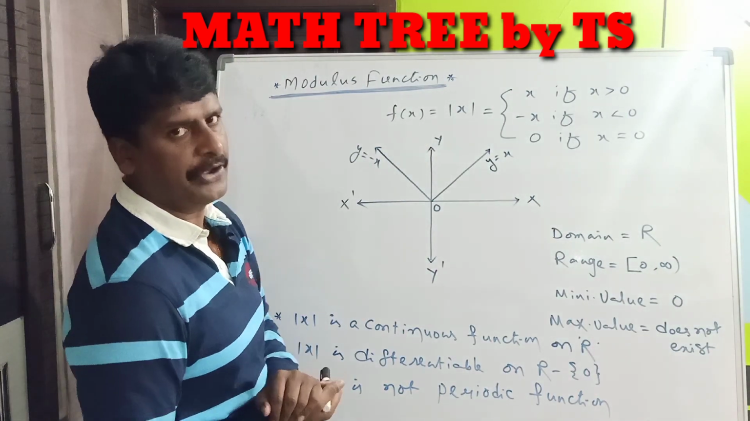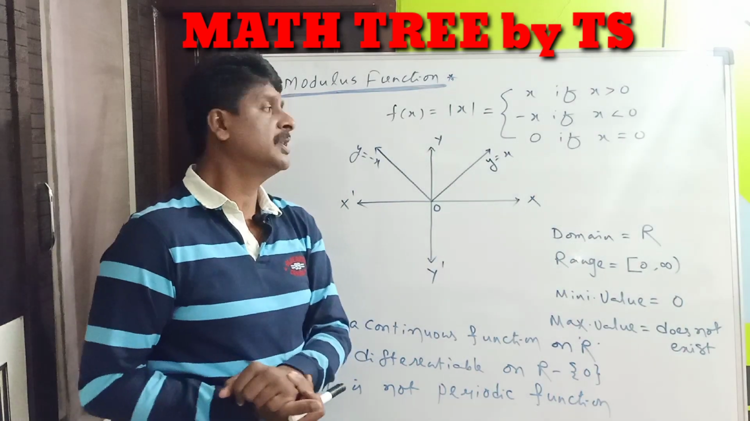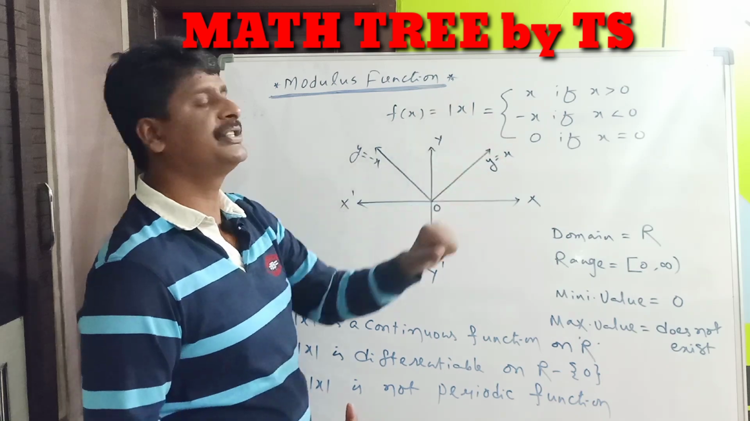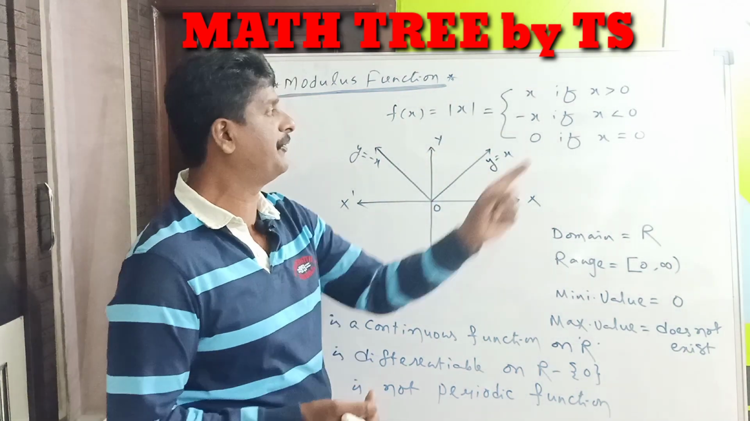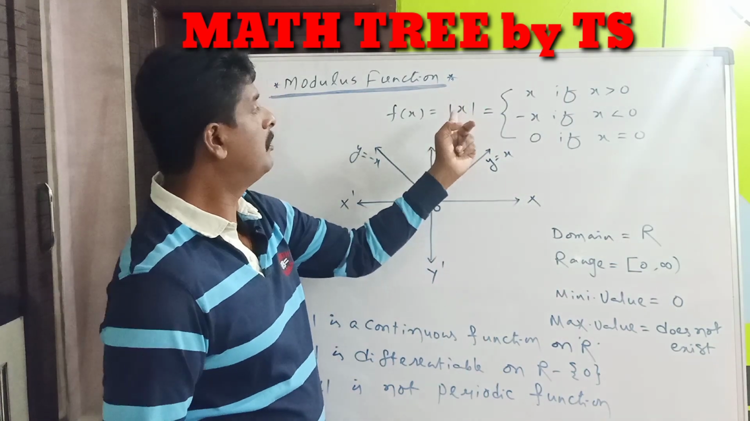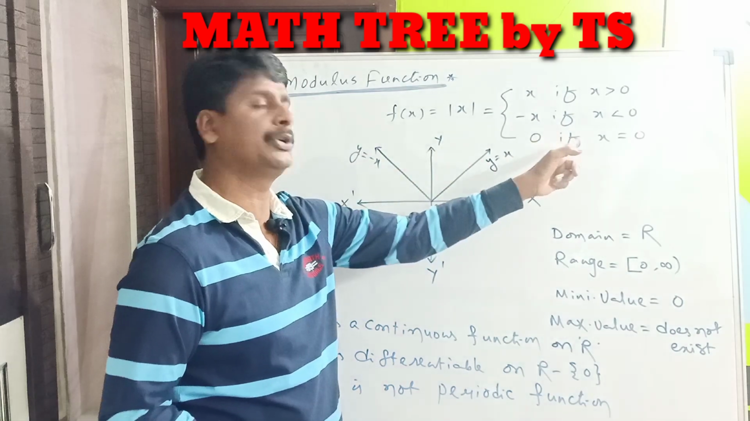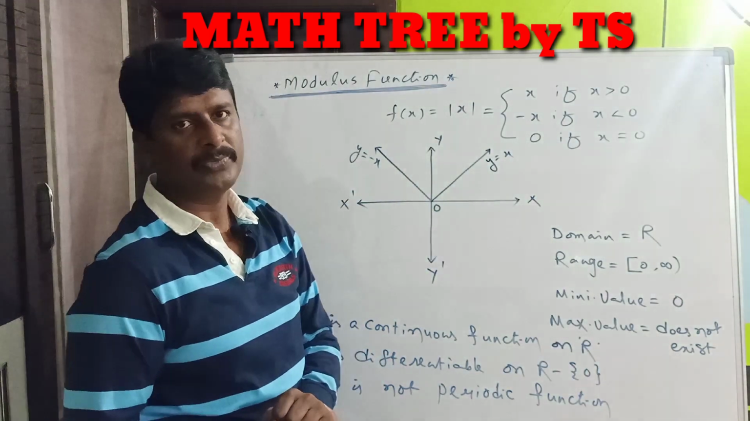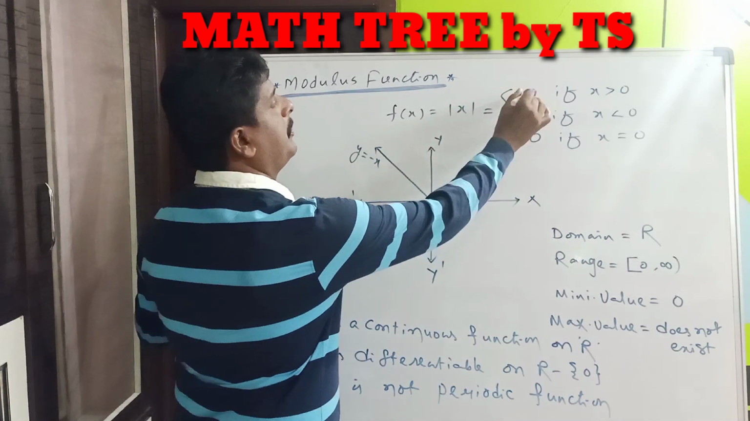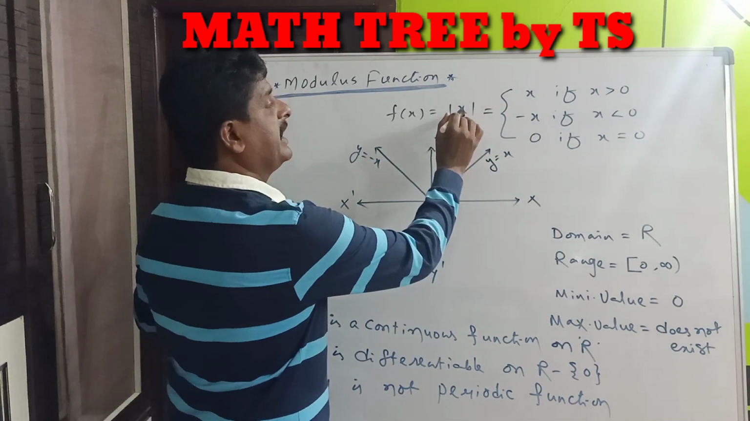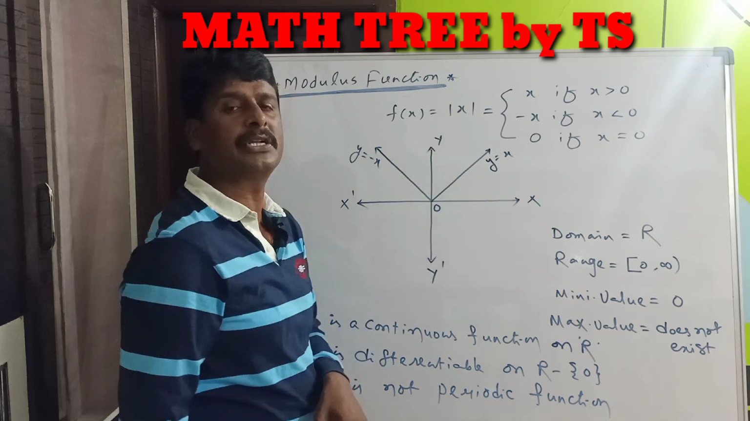Of course, all of you know about f of x is equal to mod x. This is the modulus function. It is defined as: modulus of x will come out as x if x is greater than 0, mod x will come out as minus x if x is less than 0, and mod x is equal to 0 if x is equal to 0. Whenever input is positive, it will come out as x. If input is negative, it will come out as minus x. If input is 0, output is also 0.